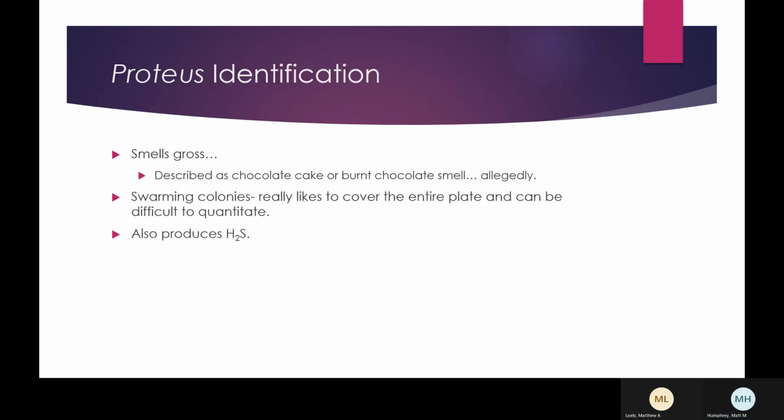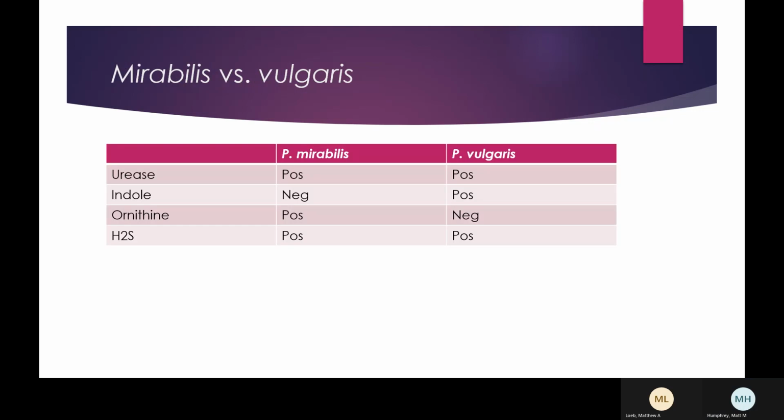So for some identification things, I told you it smells like burnt chocolate. It smells gross. It's also an H2S producer, so it'll appear like a Salmonella species on that HE. So keep in mind, remember, this is a GI colonizer. So if we're looking at a stool culture and we see H2S, we want to confirm that it's actually a Salmonella before we do anything like that.